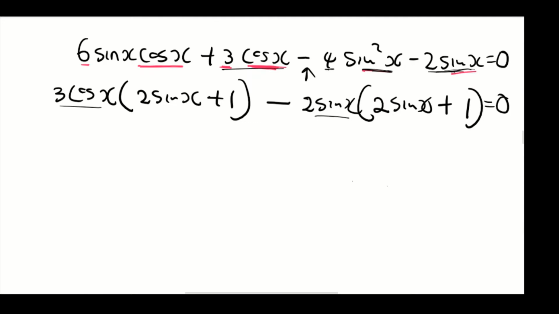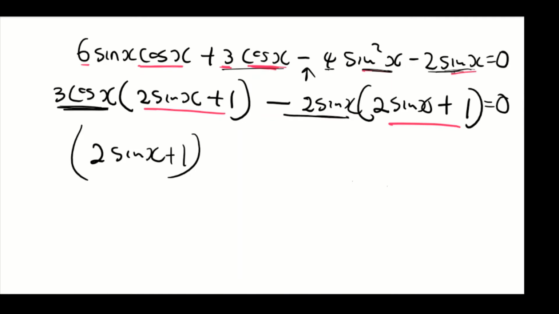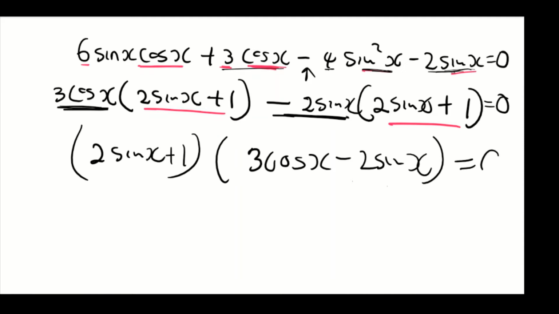So what I need you to note is that what's inside is the same. So this expression here and this expression are the same, so we're just going to write them as 1. So we're just going to say 2 sine of x plus 1. So this is just going to be one expression, and then you're just going to put this one on its own bracket. So it's going to be 3 cos of x minus 2 sine of x, right, equals to 0.